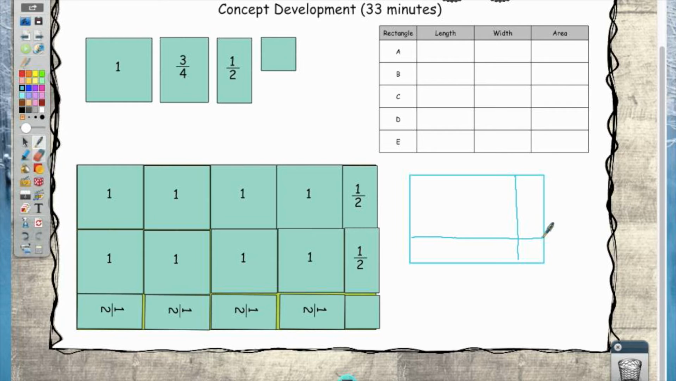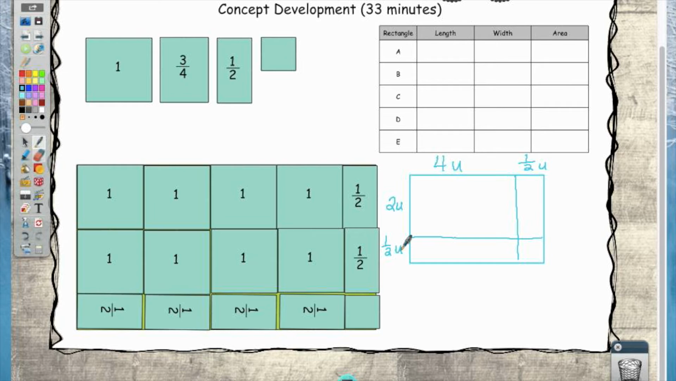So at the top, how many one whole do I have? 4. At the top, 4. So this will be 4 units, and then 1/2 units. This is all you put on your rectangle, so draw it now. On the side, this is the width. How many whole do I have? 2. And then I have 1/2, okay?